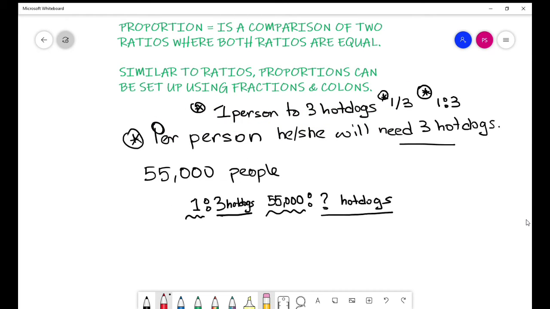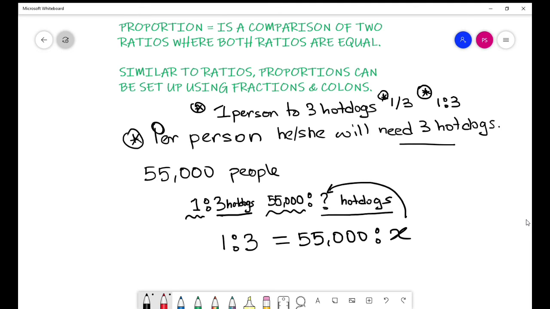Now, as we are setting up the proportion, this is what our proportion would look like. 1 to 3 is equal to 55,000 to x, x being the unknown number of hot dogs. Now, anytime you're setting up a proportion, you should always set it up as a fraction. So we have 55,000 over x.